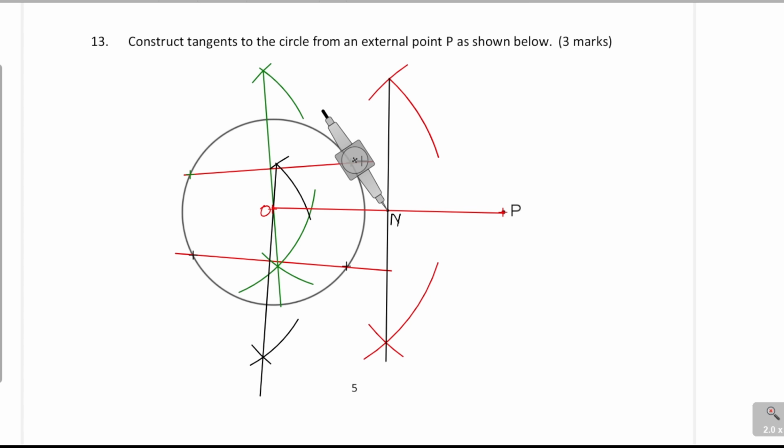So stand there and then take that distance, take distance ON. So with that distance ON, mark an arc on the circle, and then mark another arc here. Mark another arc here.